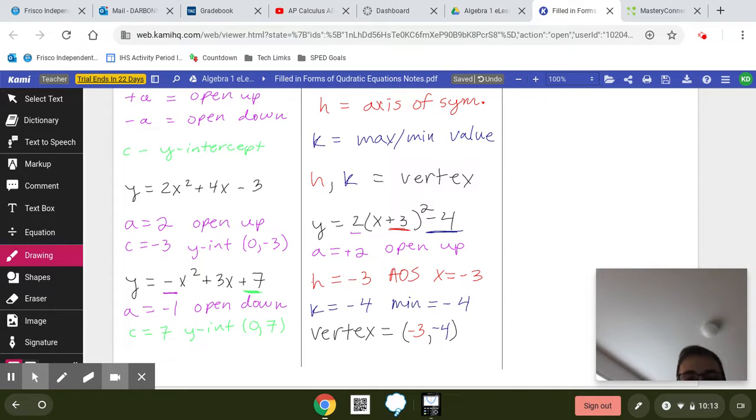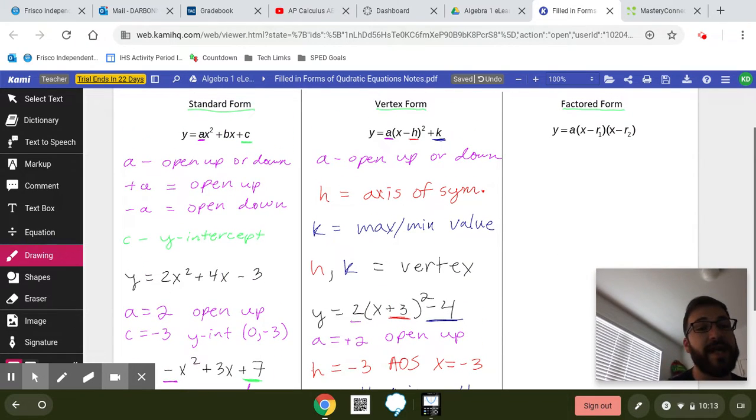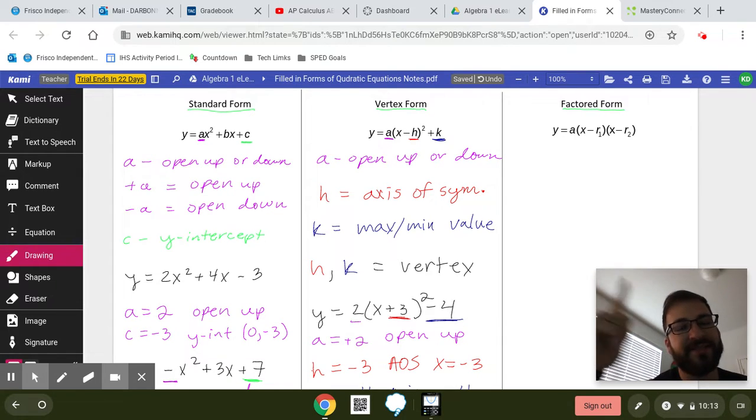All right. So just as a recap, our standard form, we can find which way it opens up or down, and we can find the y-intercept. Our vertex form, we can find which way it opens up or down, our axis of symmetry, our max min value, and our vertex. So nice and easy to remember, vertex form is used to find the vertex.